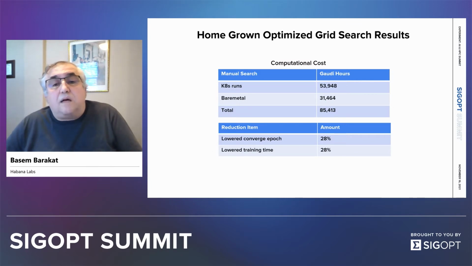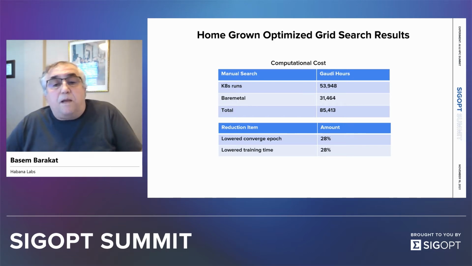So with that, we're able to lower the convergence epochs by about 28% from the known values. And the compute resources we used, about 85,000 Gaudi hours. Gaudi is our neural network accelerator. And we ran on 2 clusters. We ran on Kubernetes, and we ran on bare metal. They're basically the same. It's just that with Kubernetes, it schedules your run, and with bare metal, you have more control over the scheduling.